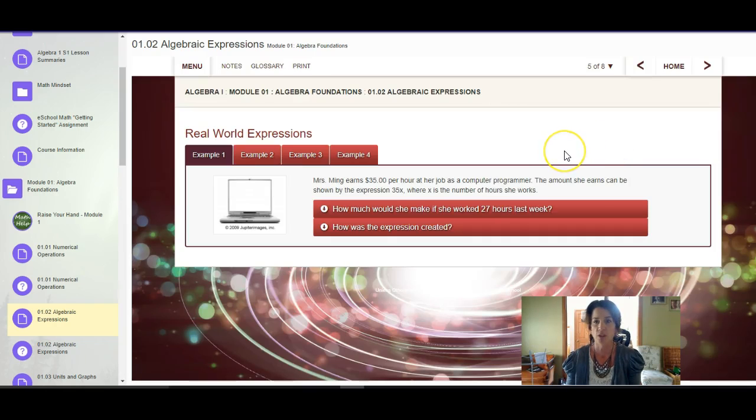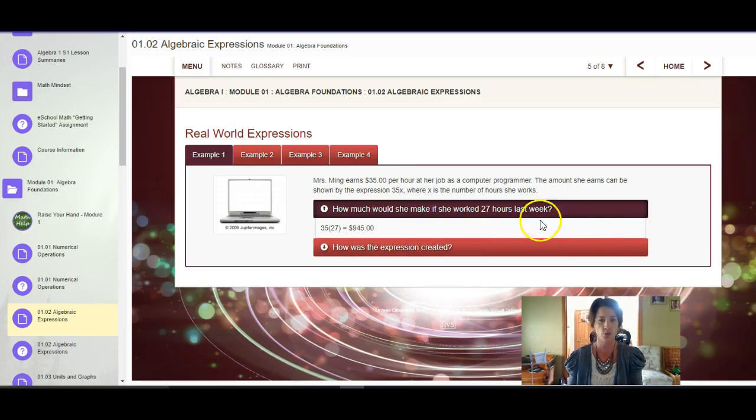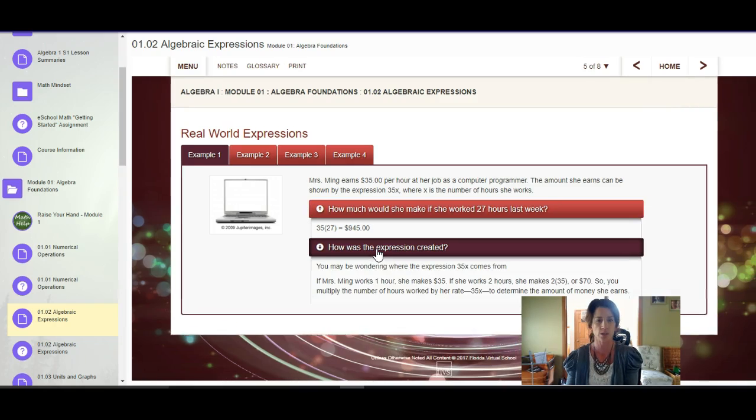Here we're on page 5, so we're getting to the end of the lesson. Here are some real world expressions, giving you situations with variables in terms of how they're going to represent it and understanding what it means. So when you see 35x, what did that mean in this situation? That's where, looking at how much she would make if she worked 27 hours, you understand how that applies here. Oh, 27 is what x represents, so I just take 35 times 27.